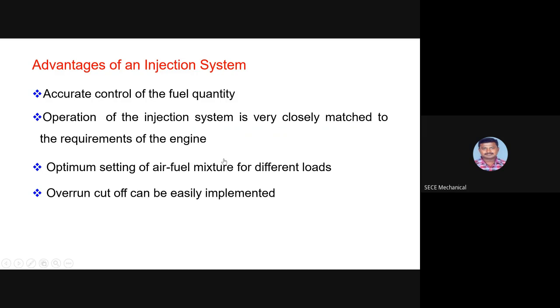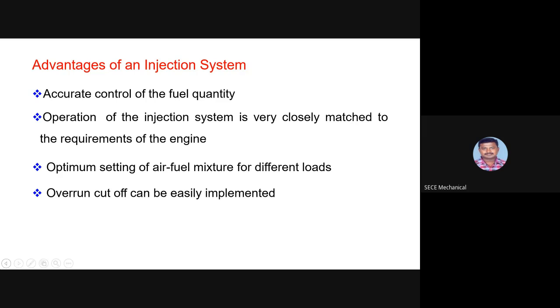The advantage of the injection system is that the fuel quantity is going to be controlled within a very accurate range. So we can avoid excess fuel being sent to the cylinder during the intake or suction stroke when we have the electronic fuel injection system. And the operation of the injection system is very closely matched with the requirements of the engine, because the engine requirement is always going to be monitored with the help of the sensors we have, and that is connected with the electronic control unit or module.